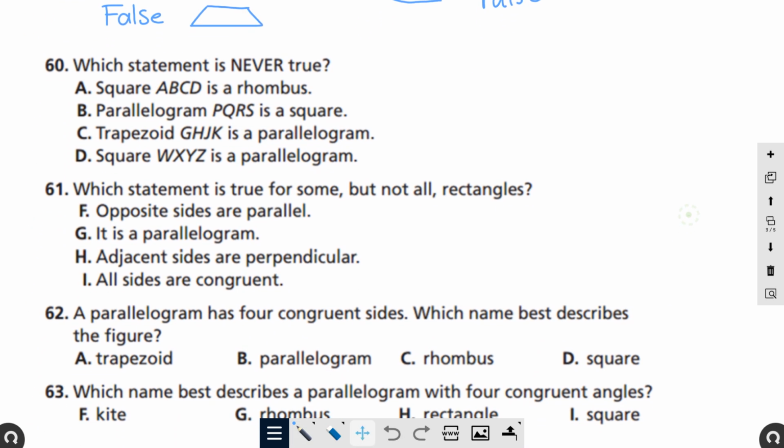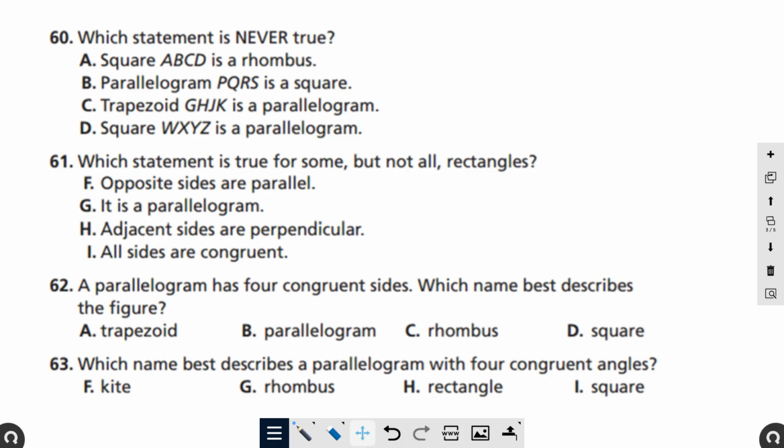All right, let's read through question 60. Which statement is never true? Square is a rhombus. Parallelogram is a square. Trapezoid is a parallelogram. A square is a parallelogram. Which one is never true? C, that's right. We just did that example kind of right there. Which statement is true for some, but not all rectangles? Opposite sides are parallel. It is a parallelogram. Adjacent sides are perpendicular. All sides are congruent. True for some, but not all. It is I. If all sides were congruent, it would be technically a square or rhombus, but it said for some, so some rectangles are also squares.